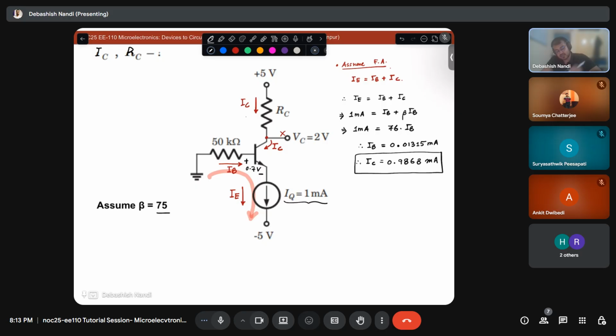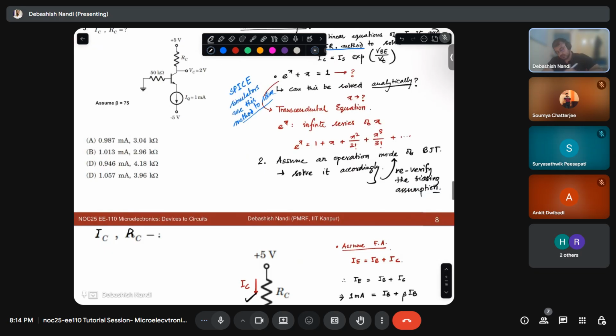If you know your IC, then what will be your RC? 5 minus VC divided by IC. VC is given as 2 volts and IC you know, 0.9868. 1 volt by milliampere will convert it to kilo ohms. So 3 divided by the answer. So this will be your answer, okay?